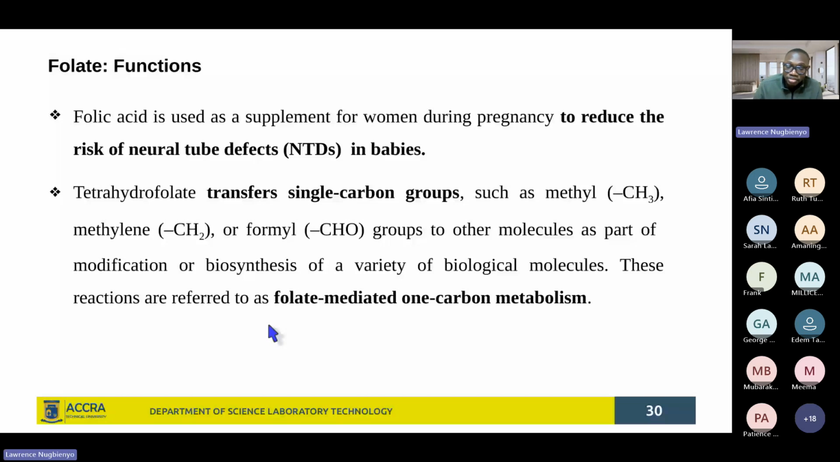It is involved in the transfer of single carbon groups like the methyl group, methylene group, formyl group. That's like an aldehyde group over there, one carbon. So generally, these are referred to as folate-mediated one-carbon metabolism, because all the groups that they are involved in transferring contain only one carbon.